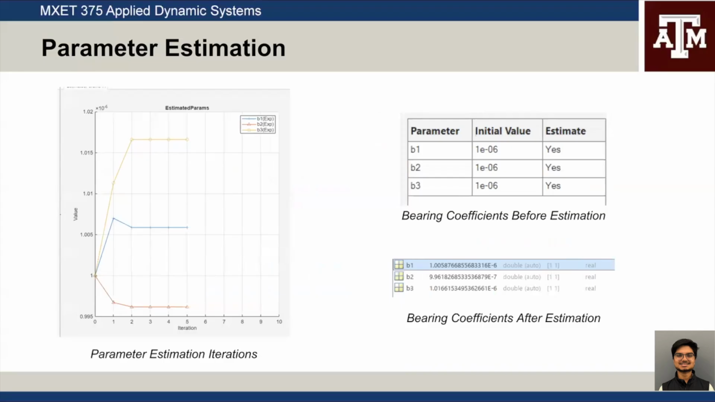And for the parameter estimation iterations, we had roughly 5 iterations of estimation. Now, the reason for this is because the bearing friction or the damping coefficient values were so small to begin with that even minor changes to these values would cause massive differences in the chaotic behavior of the pendulum. So even if the damping coefficient values changed by very little, the plots matched a lot more accurately after estimation.